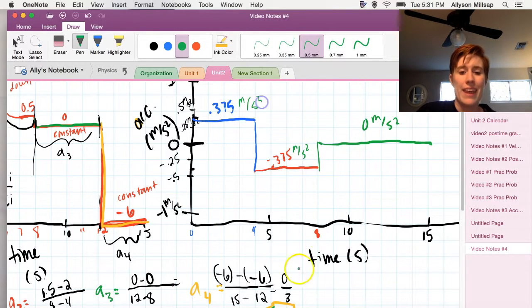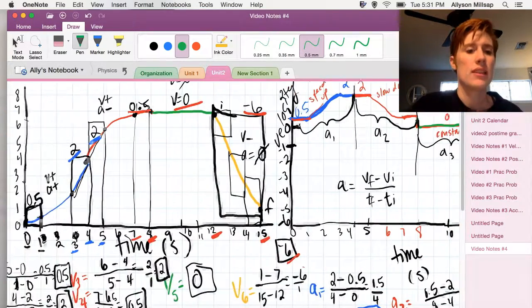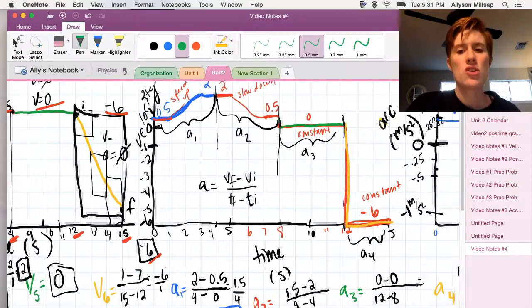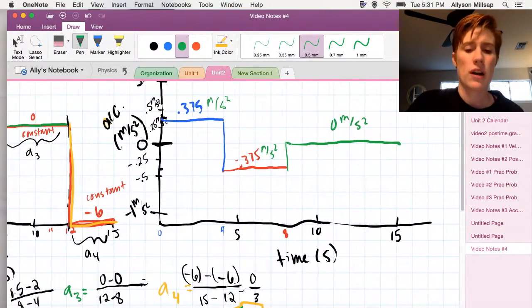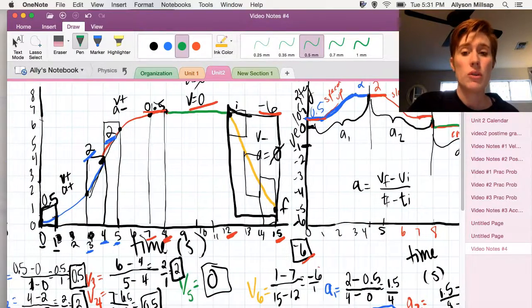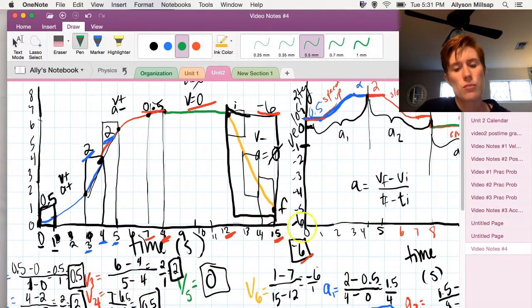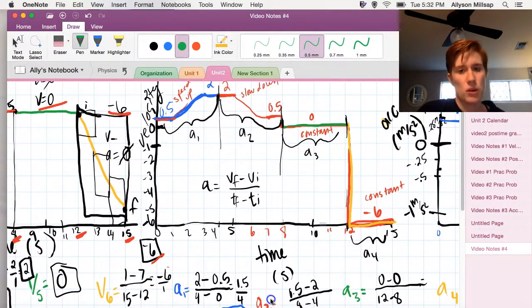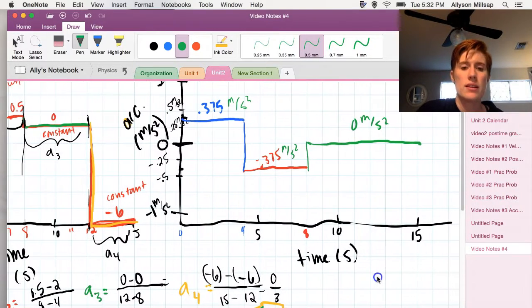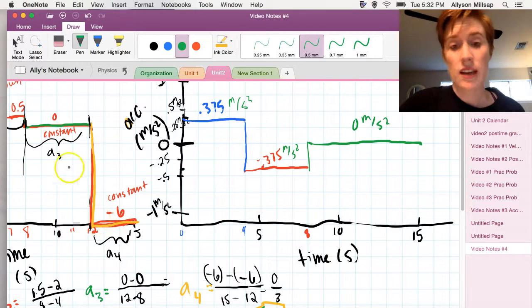So that is how you take a position-time graph, like this one right here, change it into a velocity-time graph, and then finally change it into an acceleration versus time graph. You'll do it by finding your velocity at different points, then using those velocities to find your acceleration at different points, and then graphing that acceleration. And that's what we're going to do on Thursday with our lab.